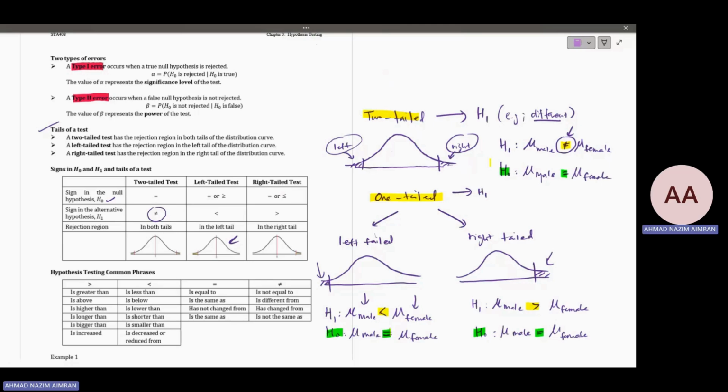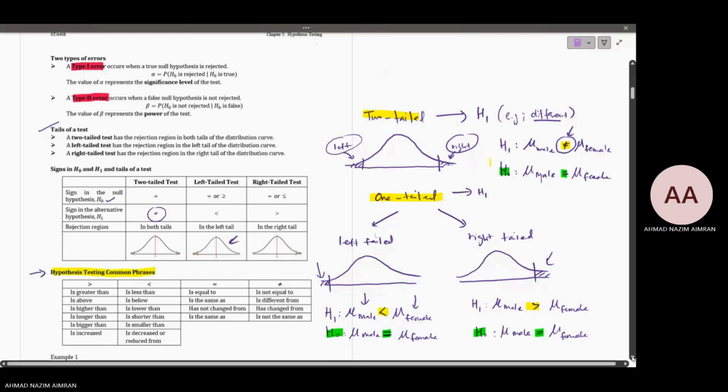We want to know whether it is greater than or less than only. We do not want to know whether it is less than or equal to, greater than or equal to. I hope you are clear until here. So you can go through the phrases used in hypothesis testing, and all these phrases will decide which type of test to use: two-tailed test or one-tailed test.